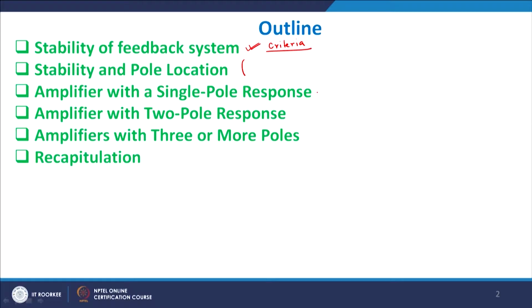Now, for the amplifier we will look at single pole response, two pole response or multiple pole response. Single pole primarily means that you have only a single pole in the left half plane, 2 poles means there are 2 poles in the left half plane, and 3 or more poles means the number of poles is 3 or more, again in the left half plane. So, I am assuming that all the poles are on the left half plane of the axis. Now, let me explain to you where this concept comes into the picture.